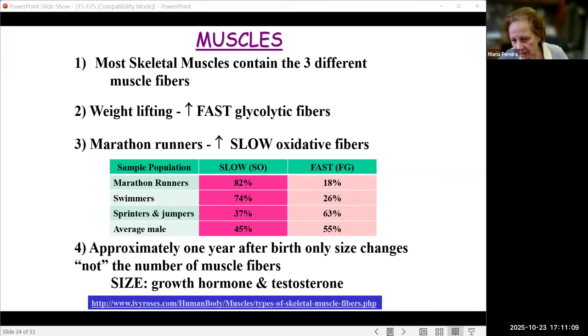Which type of muscle fiber would increase more? Depending on if you would do more weightlifting or more running, right? So there's no optimal way of calculating which number of muscle fibers would increase more. It depends on what type of exercise you do and how frequently you do that type of exercise.